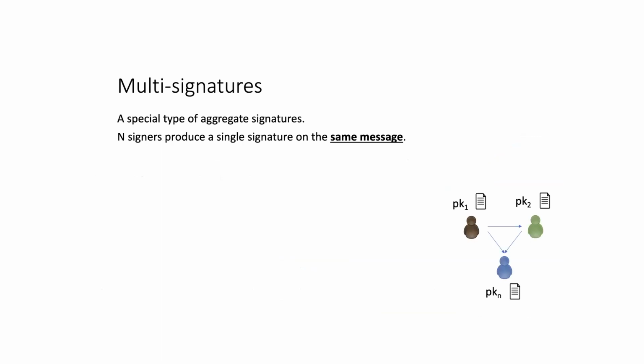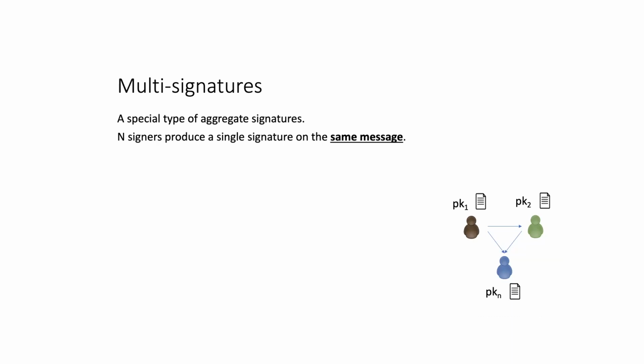A different property that is also very commonly discussed in the blockchain space is that of multi-signatures. You can think of them as a special type of aggregate signatures. But now the difference is that you want to produce a single signature on the same message. Again, remember that in aggregate signatures, you had different public keys and different messages. Now you want a bunch of signers to sign together the same message.